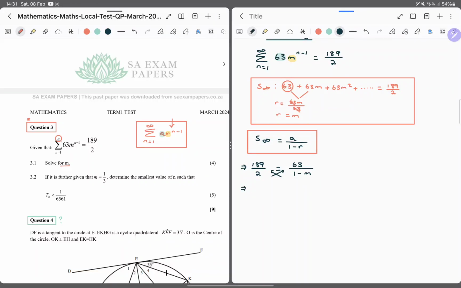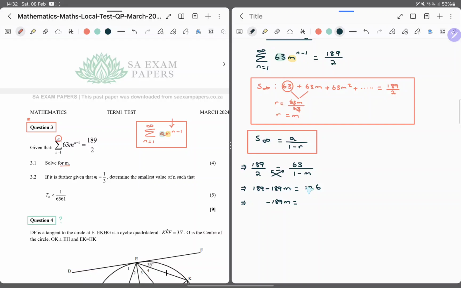What do we get? We get here 189m minus 189m will be equal to 63 by 2, that is 126. And we continue to try and solve the matter. Transpose the 189, there we get minus 189m is equal to 1. This is going to be 9 minus 6, that's 3.